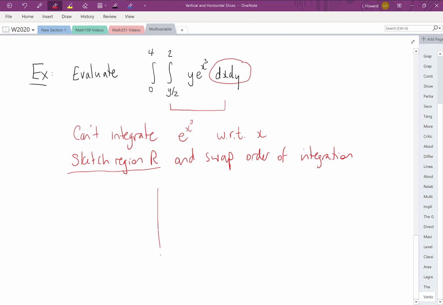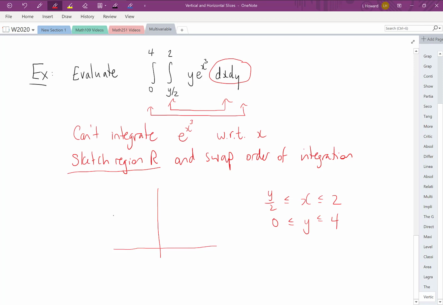So we're talking region R in the xy plane. Just from looking at our double integral up here, we can say our x values are ranging between y over 2 and 2. We know that the x values are on the inside integral because dx is the inside differential. And because dy is on the outside, we know that the y values are going from 0 to 4. Okay, so let's see if we can sketch this.